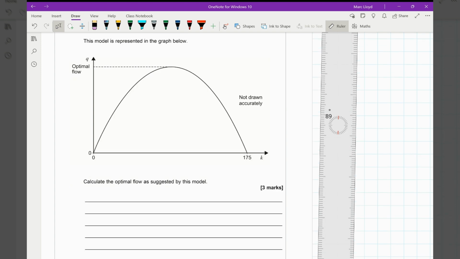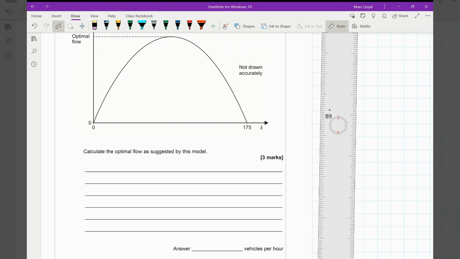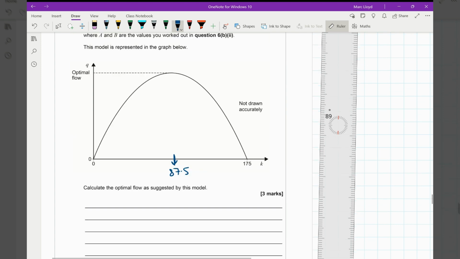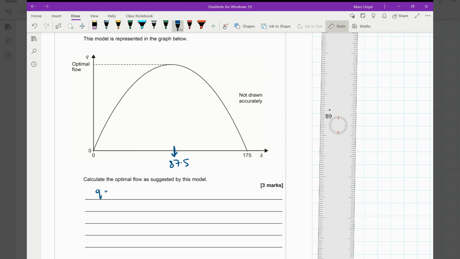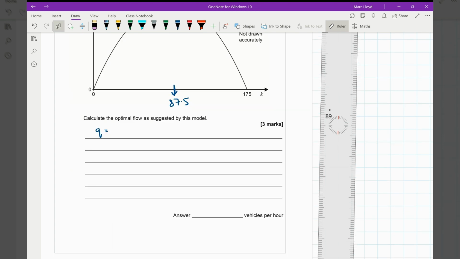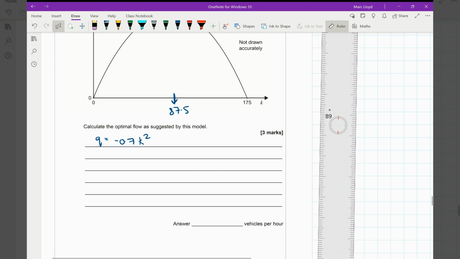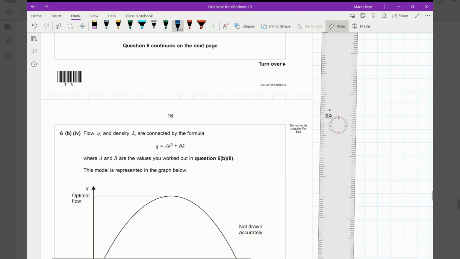Now, when we work out maximum and minimum points for a quadratic, we could complete the square, but there's no need because a quadratic is a parabola. Right, that means that it's got symmetry down the middle. So we can just find the midpoint here to find out what that value is. So 175 divided by 2 gives us 87.5. And then we need to work out what that equation is going to be. So Q will equal AK squared. Now my value of A was negative 0.7K squared plus, what was B? 122.5K. Happy with that? Yeah, good.